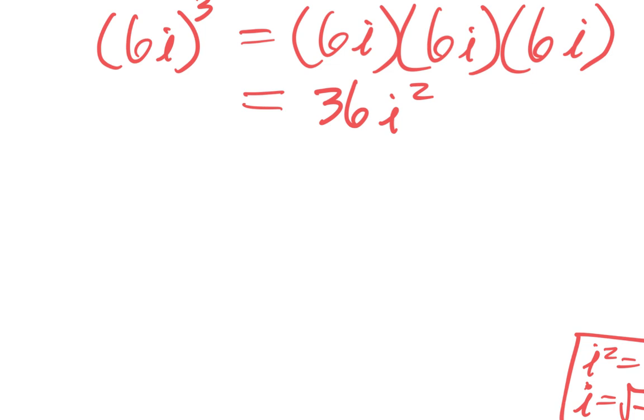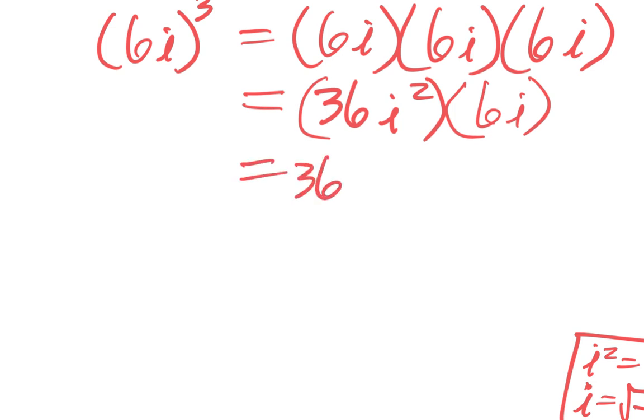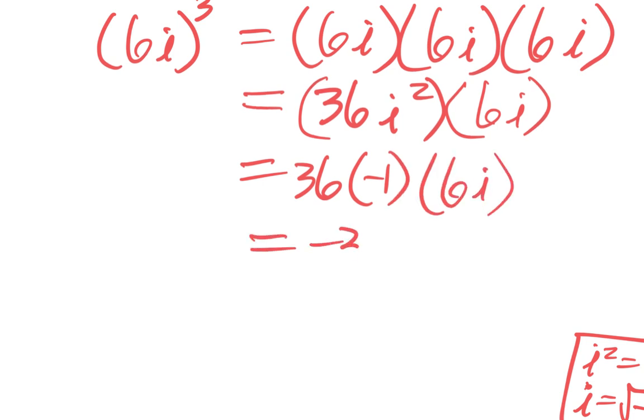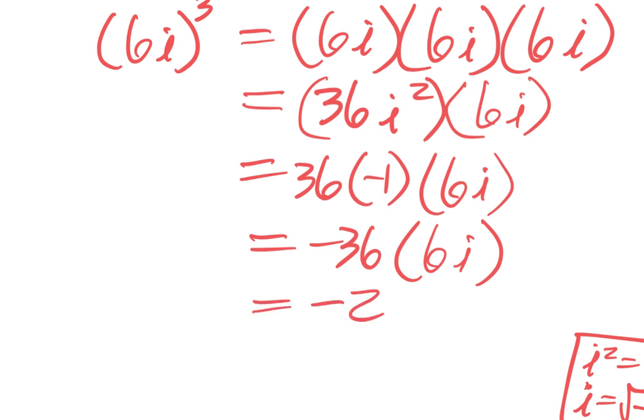Where I have i squared, I'm going to now put -1. So I have 36i squared times 6i. So 36 times a -1 times 6i. Okay, I'm looking at -36 times 6i, and I can simply multiply -36 times 6. That gives me a -216i.